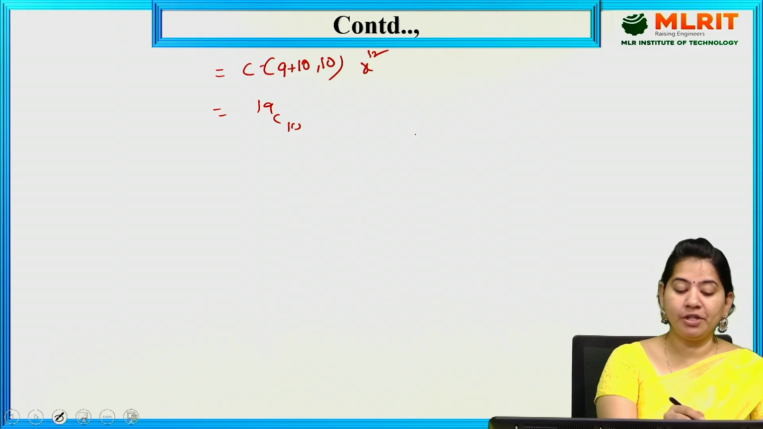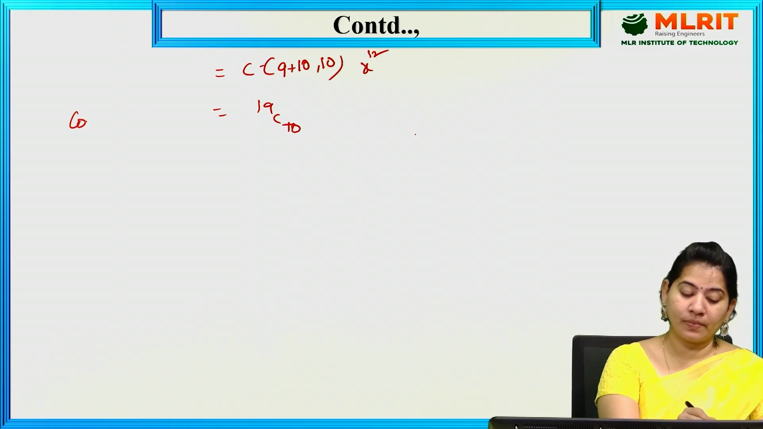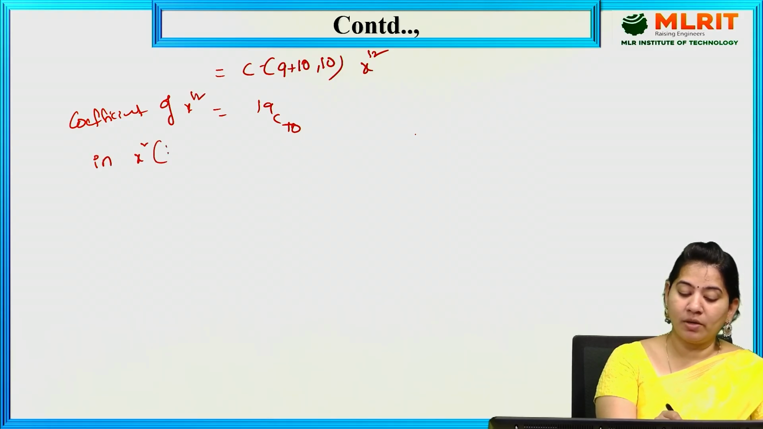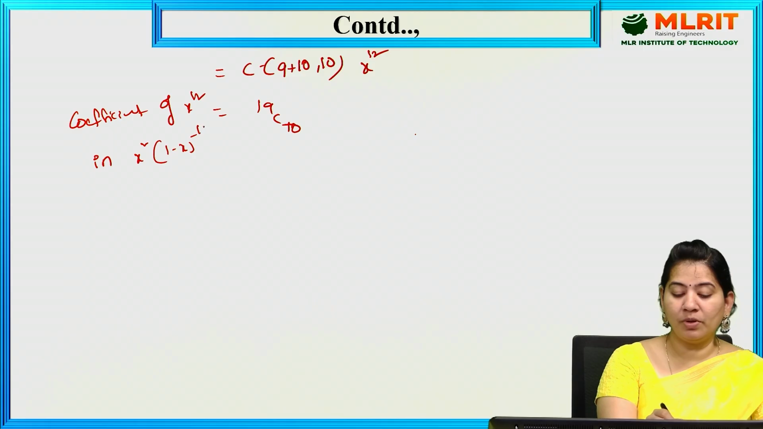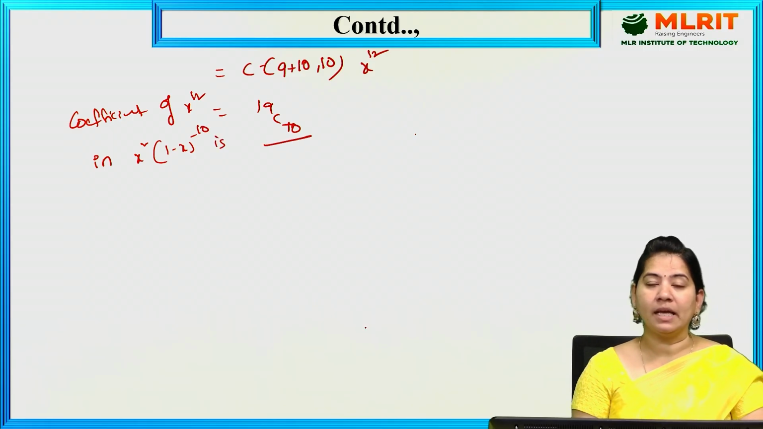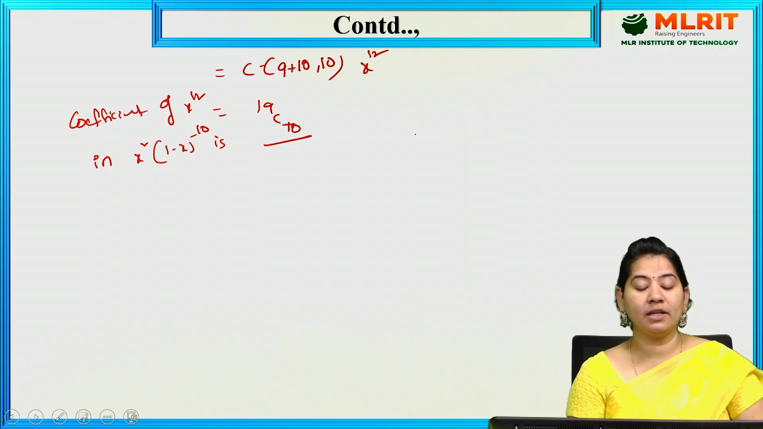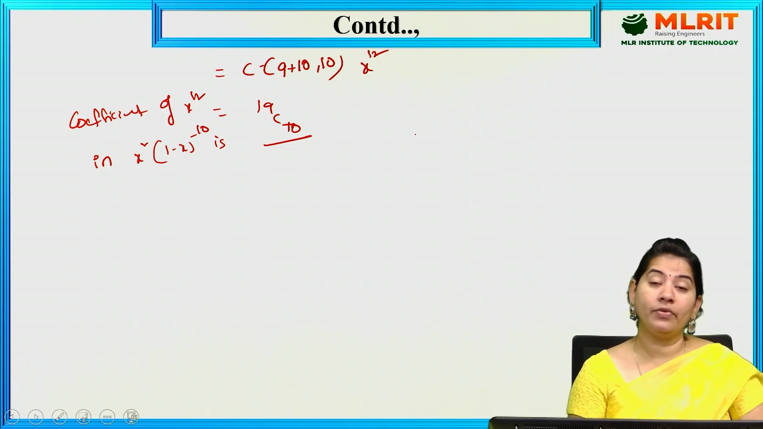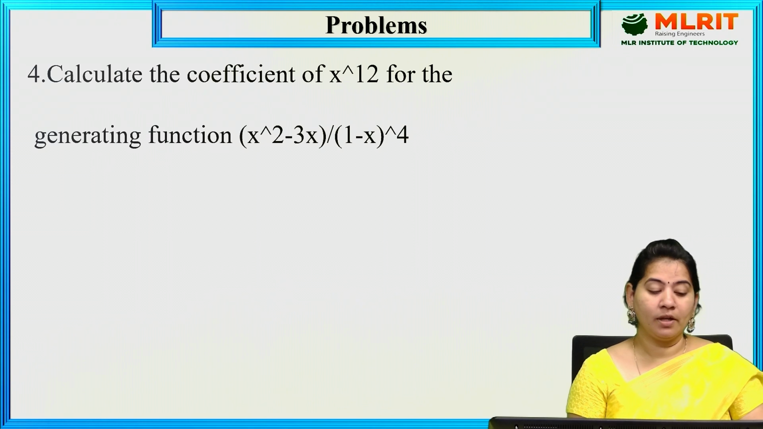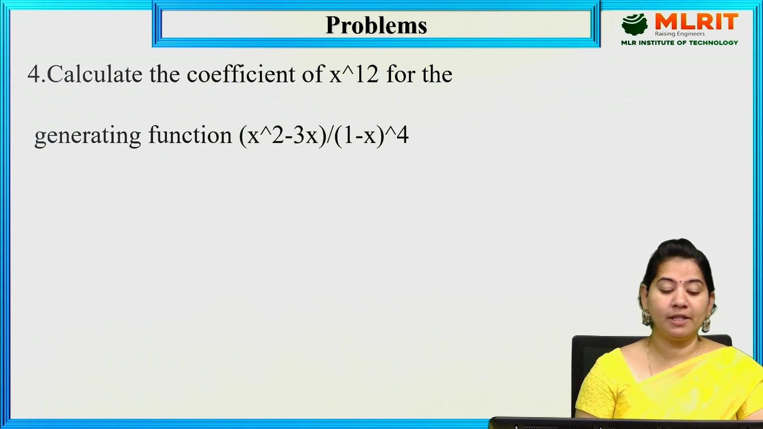The coefficient of x power 12 in the given generating function, x square into 1 minus x whole power minus 10, is 19C10. So this is the answer, which shows how to calculate the coefficient of a generating function whenever the n value is negative. Now in the same way we have another problem.